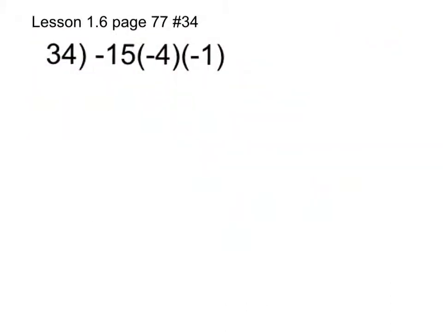Our next one is number 34, and this one comes from page 77, multiplying integers. So multiplying integers, when we have a negative times a negative times a negative, we've got 3 negatives here. You can consider this taking 2 at a time. So if I take the first 2, negative 15 times negative 4, that makes a positive 60. Then I'm going to take that positive 60 times negative 1.